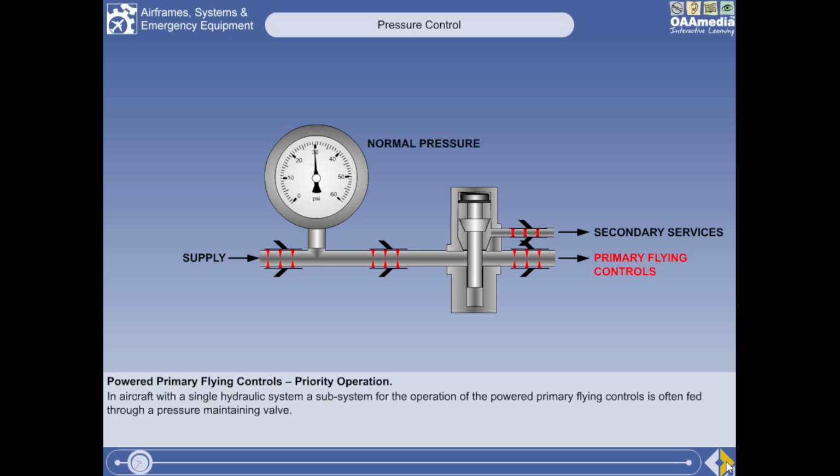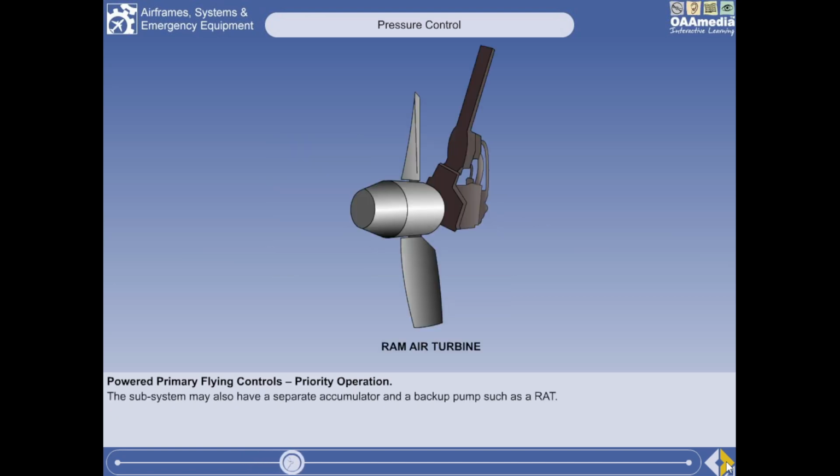In aircraft with a single hydraulic system, a subsystem for the operation of the powered primary flying controls is often fed through a pressure-maintaining valve, with the flying controls having priority over other services. The subsystem may also have a separate accumulator and a backup pump, such as a ram air turbine.